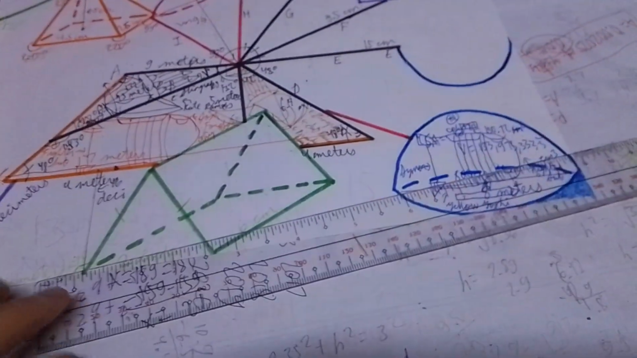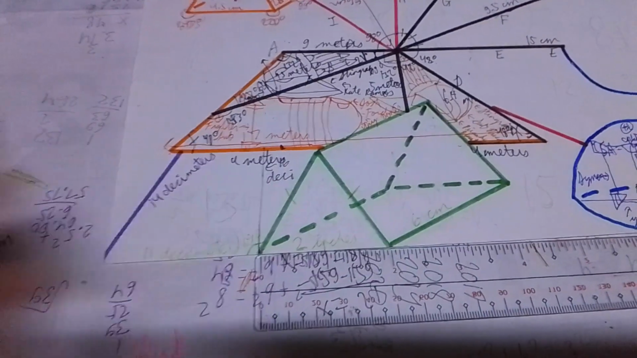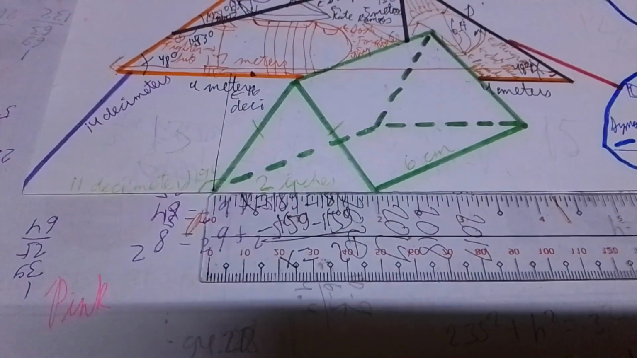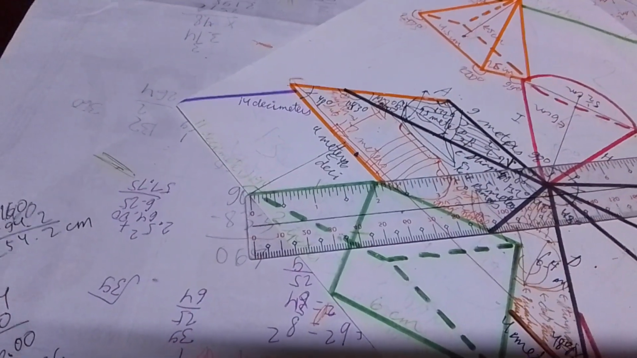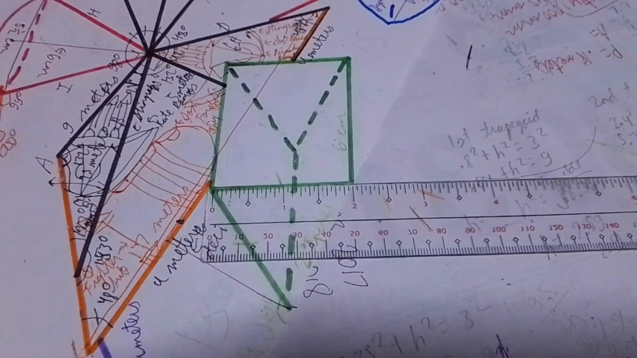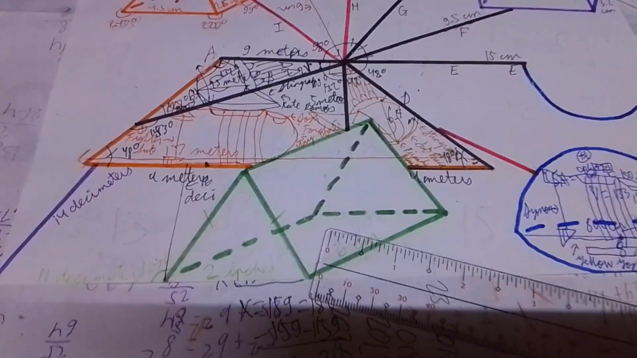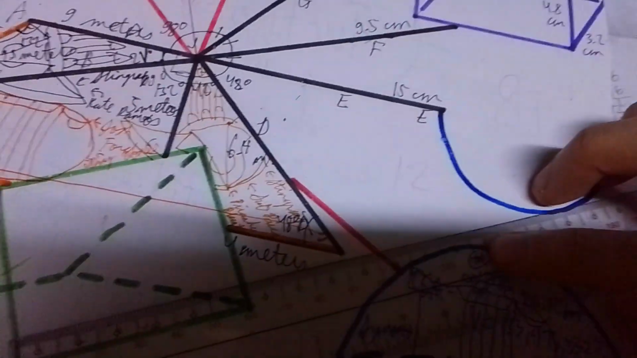So we have a triangle whose sides measure 2 inches. If you look at the ruler, it's 2 inches. This side's also 2 inches, and this side's also 2 inches. So therefore, what we can say is that this is an equilateral triangle. And then we have the third dimension.